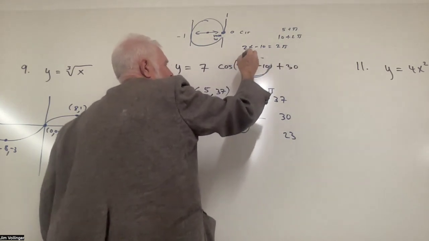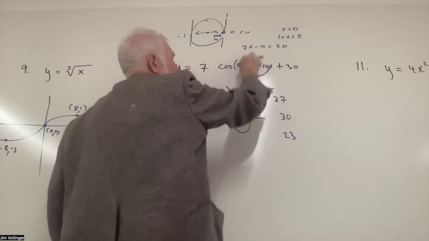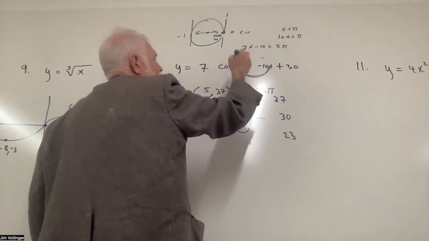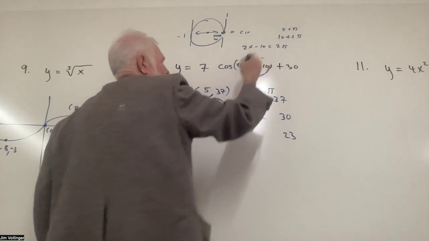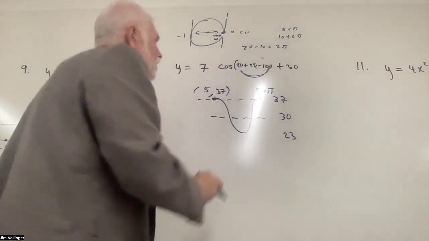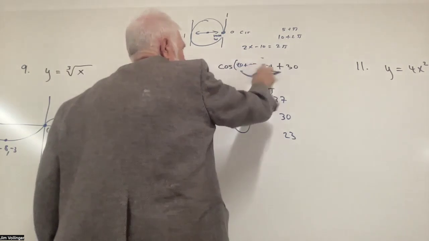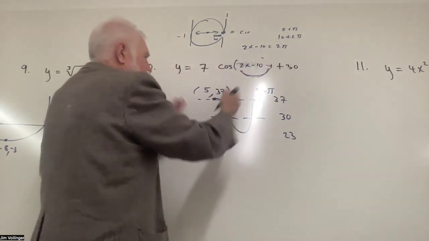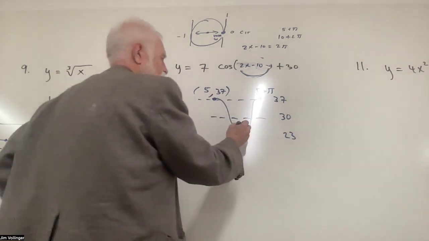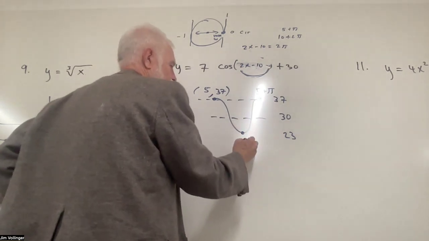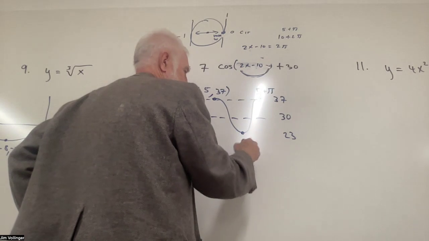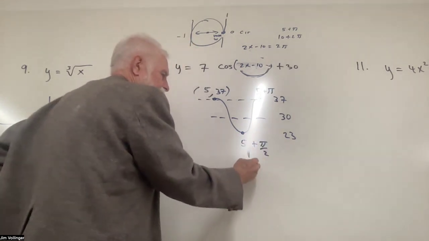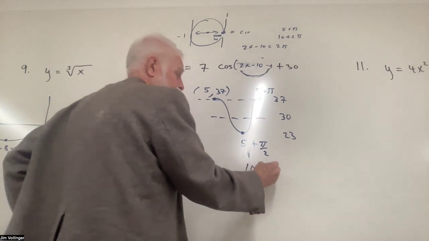Parentheses, 5 plus pi is getting multiplied times 2. So I'm going to get 10 plus 2 pi when I multiply it by 2. I didn't show everything, but hopefully you followed that lingo. All right, so 2x minus 10, and we got all kinds of symmetry here. So this could be 5 plus pi over 2. Now, if I double that, I get 10 plus pi.